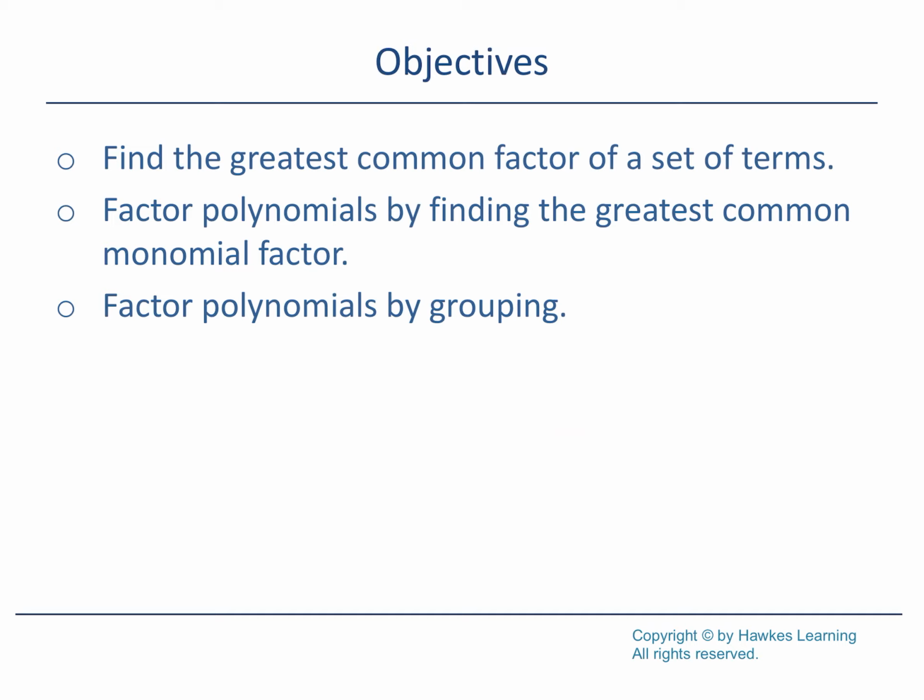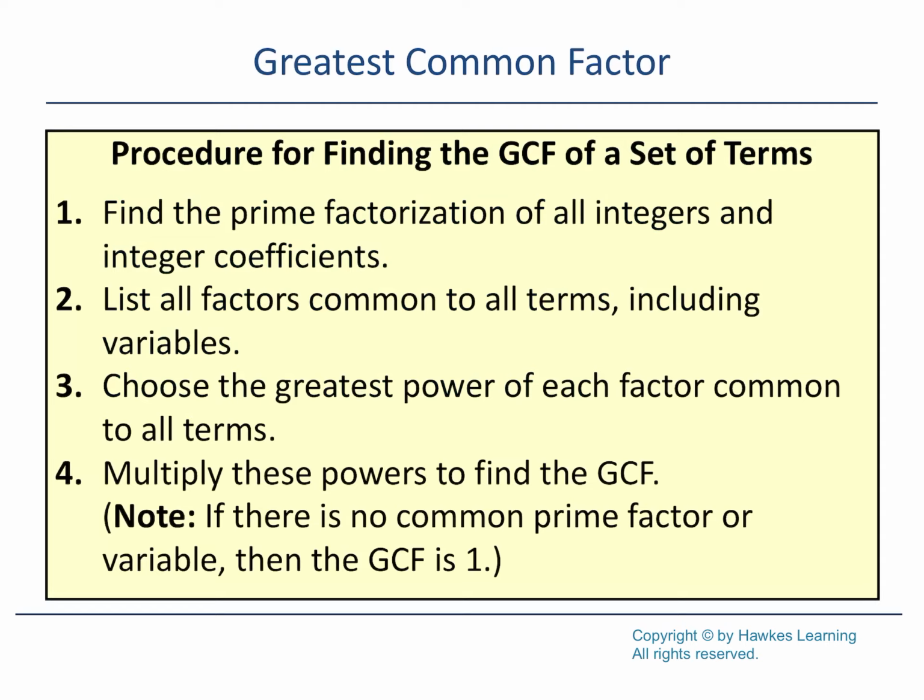There are three things we're going to talk about. The first is what is a greatest common factor and how do you find a greatest common factor. The other is to use that greatest common factor to factor polynomials. And the other is factoring by grouping, which uses kind of a greatest common factor.